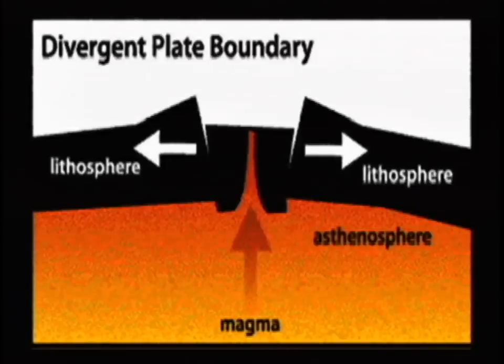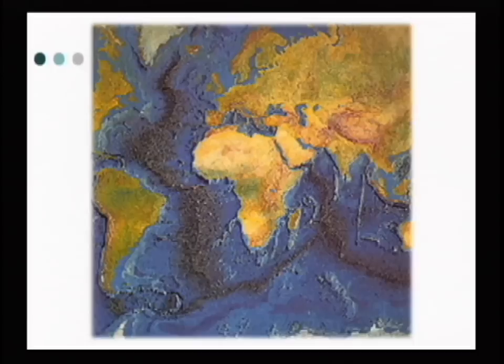Now, compare that to what's called a divergent plate boundary, and there you have two plates that are basically splitting apart. Okay? And so magma is coming up. That magma has been heated, it comes up, and it's forcing the two plates apart. Well, that's what's happening at the mid-Atlantic ridge.